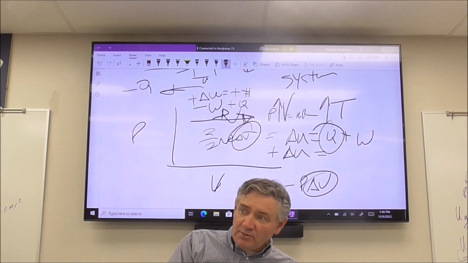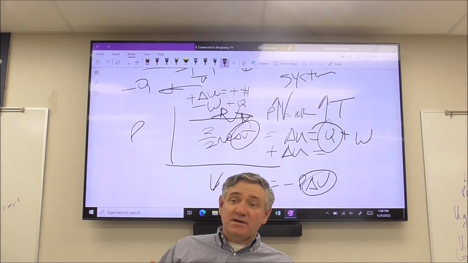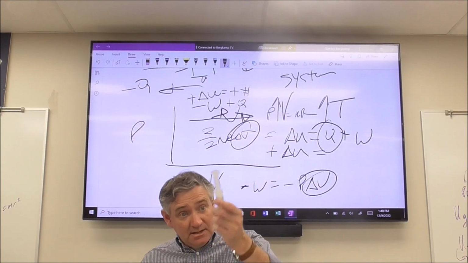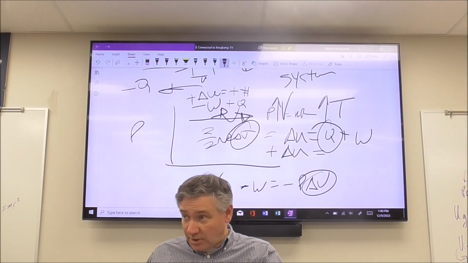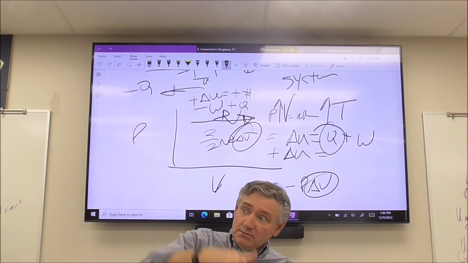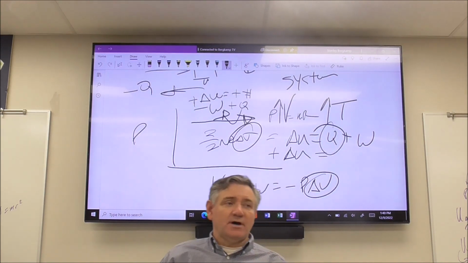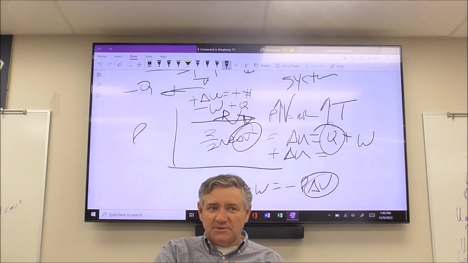If I reverse it, what would happen? Q would be negative, so I would put that in an ice bath. Energy is going to flow out. Volume would get smaller. Delta U would be a negative value. Good with that one?